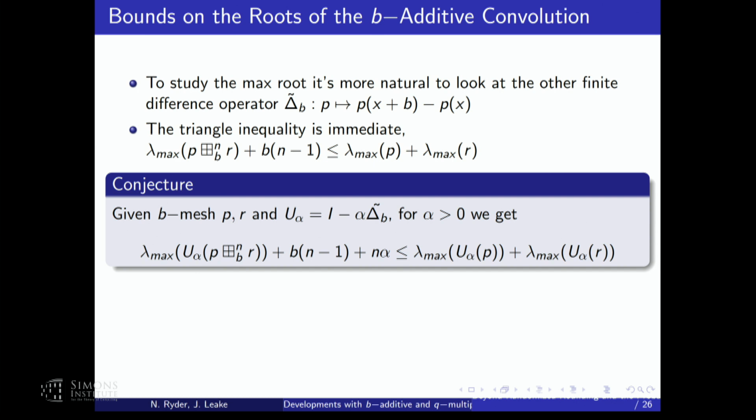So you take u alpha instead of 1 minus alpha d. Now you do 1 minus alpha finite difference. There's some technical note here where you have to do the shift the other way to bound things from above. You get immediately a triangle inequality. It's not hard to prove. But then the question is, can you get something stronger?